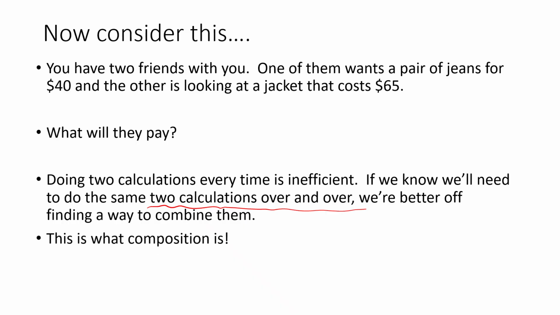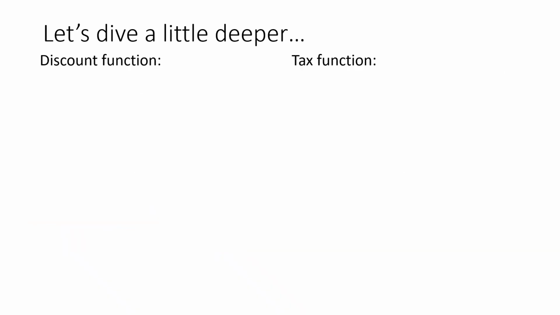Now, that is essentially what composition is. Composition is the combining of two functions and processes into one process to save time, to save computer memory. Okay, so we're going to dive a little bit deeper and look at this specific example and establish what the composition is.